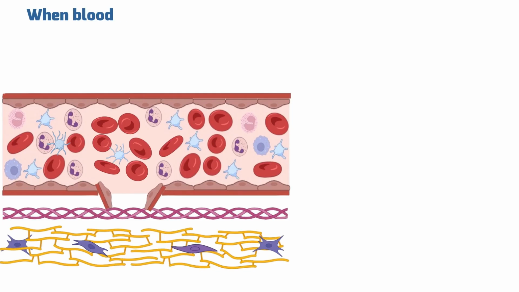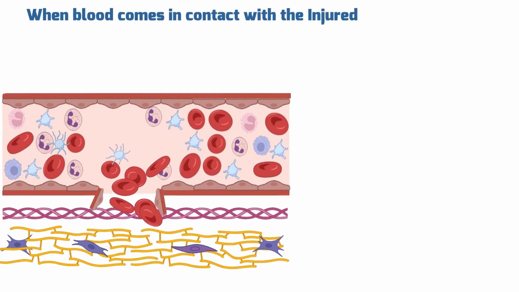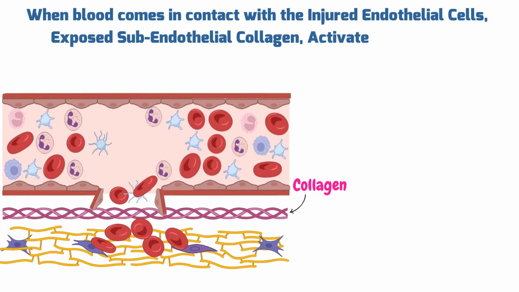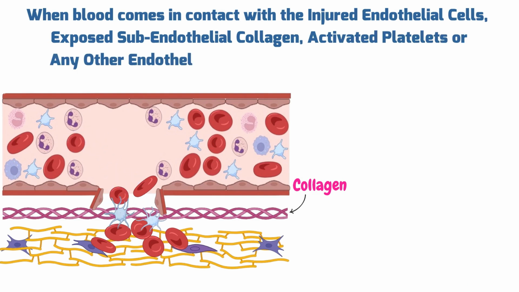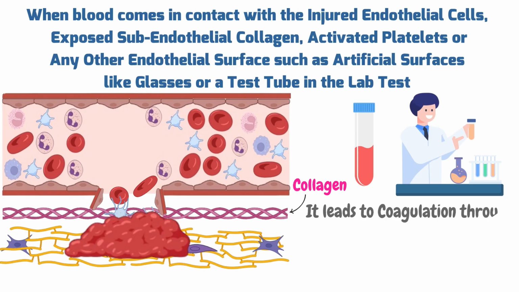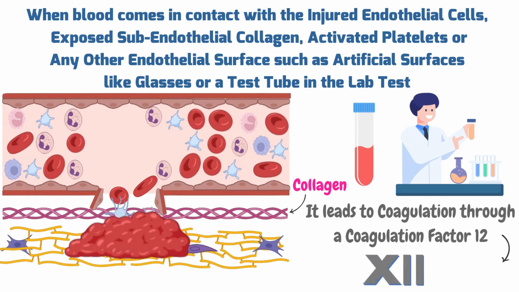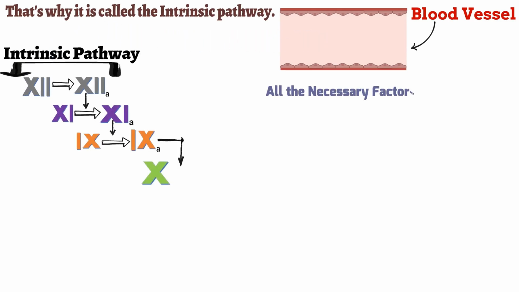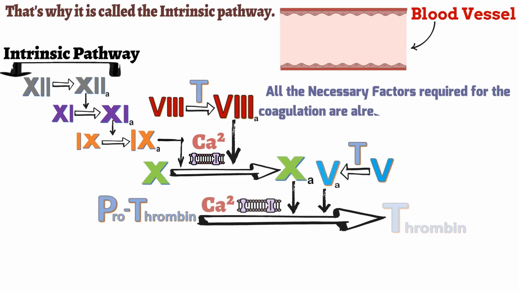When blood comes in contact with injured endothelial cells, exposed subendothelial collagen, activated platelets, or any other surface such as an artificial surface like glass or a test tube in a lab test, it leads to coagulation through coagulation factor 12, also called the contact factor. That's why it is called the intrinsic pathway, because all the necessary factors required for coagulation are already present in the blood.